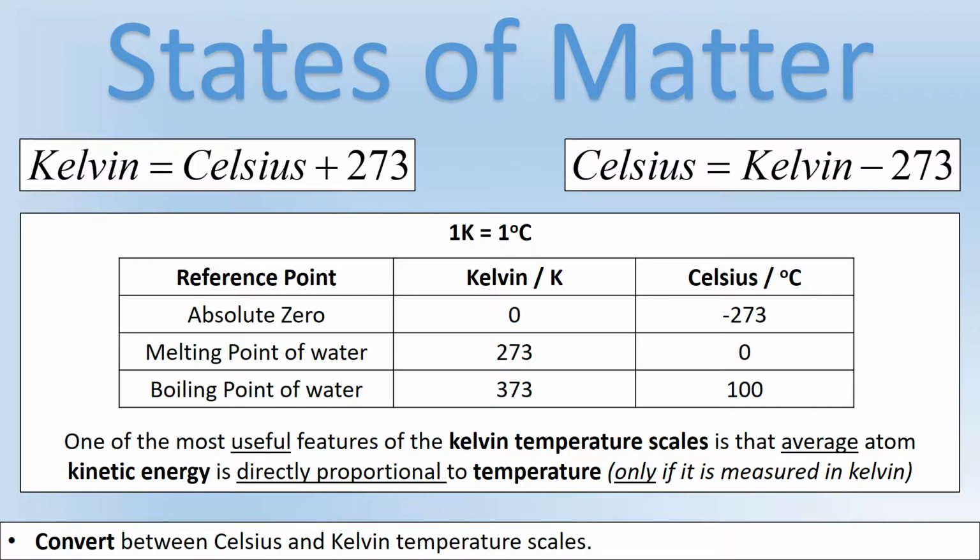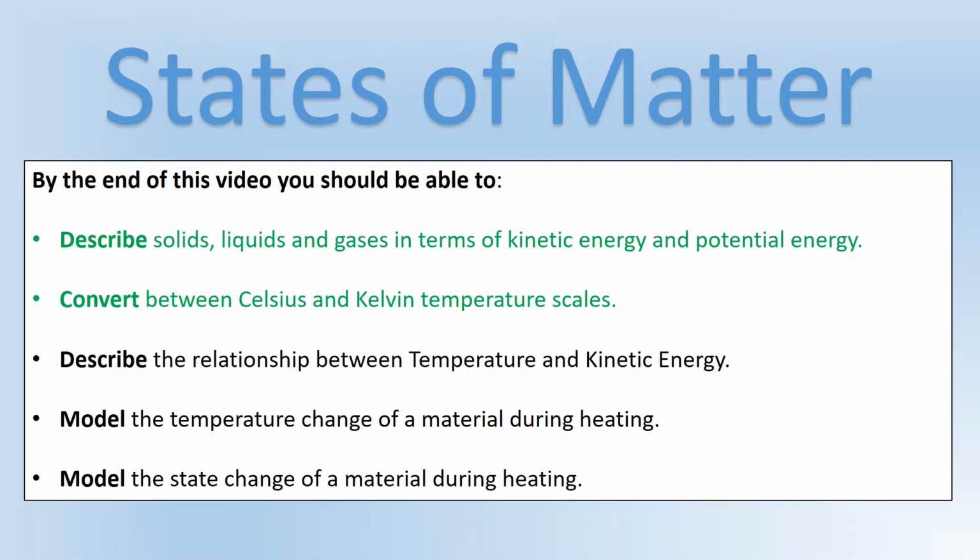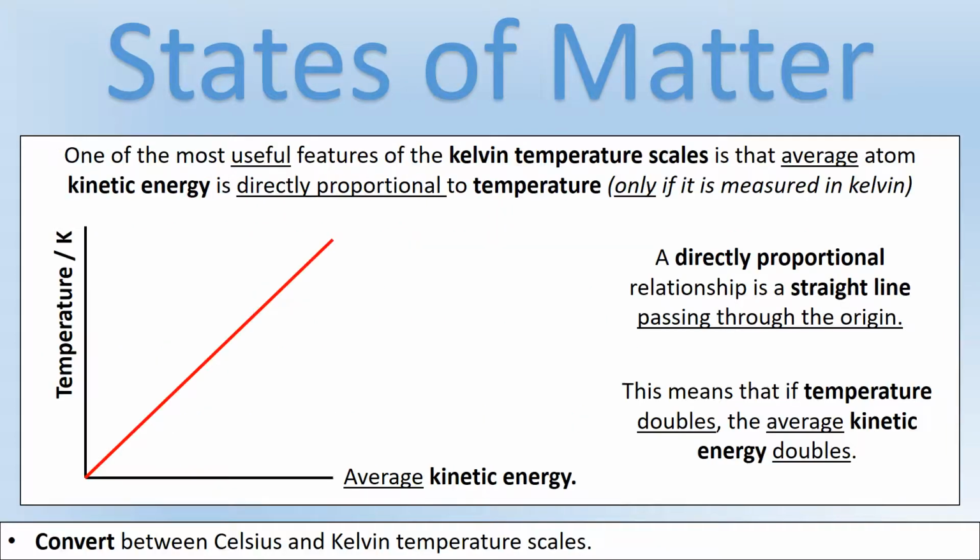But the reason we haven't used this new temperature scale is the relationship between atom kinetic energy and temperature if we are using this particular scale, and I'll talk about that a bit more in a second. So we've got our scale. Let's now have a look at that relationship. So if we plotted a graph of temperature against the average kinetic energy of atoms, we would find it's a straight line through the origin, which means the relationship is directly proportional to temperature if it's measured in Kelvin.